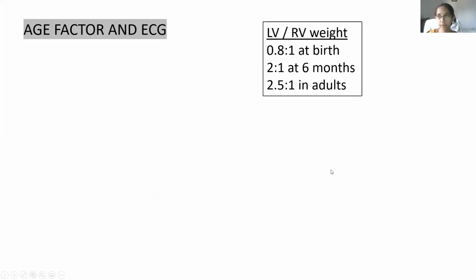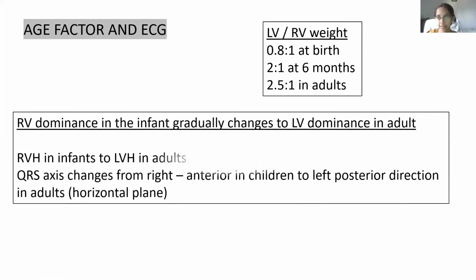Now, before we go into the axis understanding, one most important thing is the axis can be affected by the weight of the ventricles, the dominance of the ventricles. And we know that the dominance of the ventricles is different in younger children and it's different in adults. Why is it like that? If you see this, the ratio of LV to RV in an adult heart is 2.5:1.